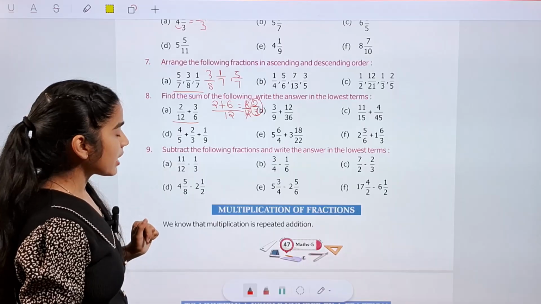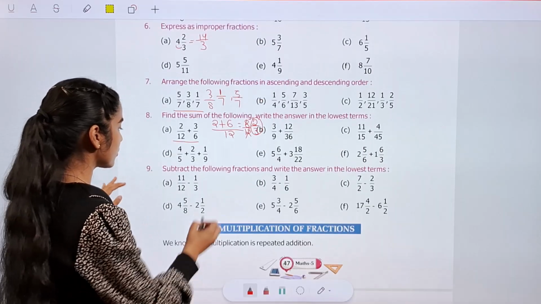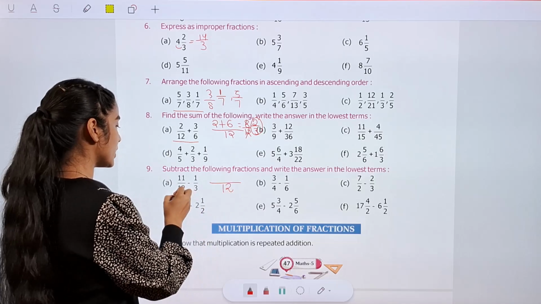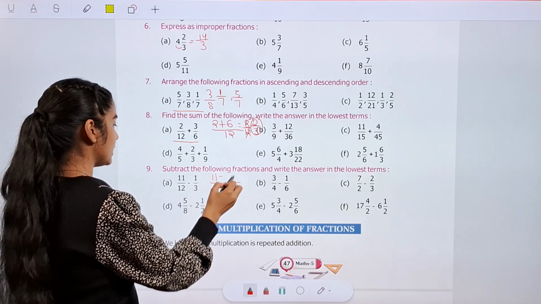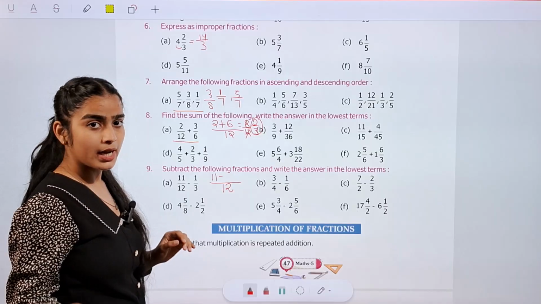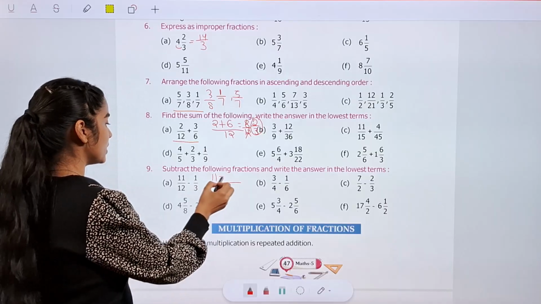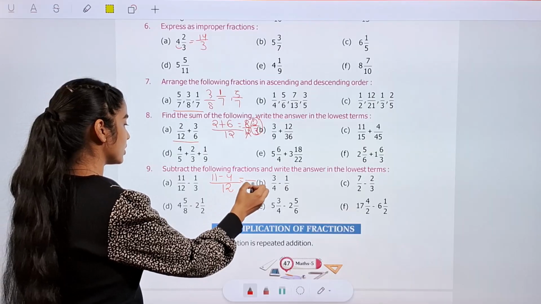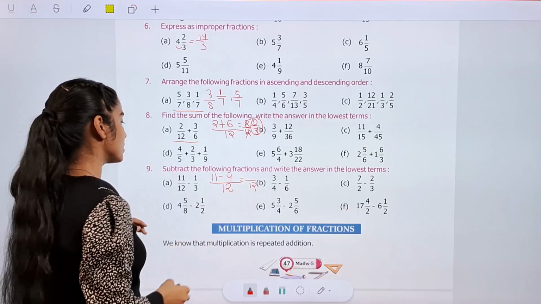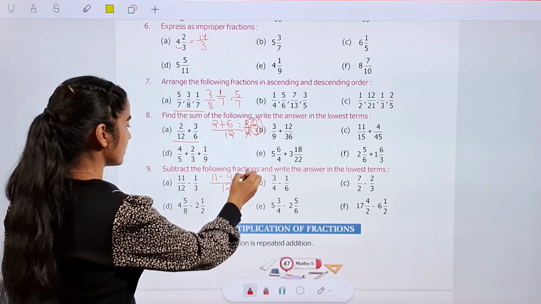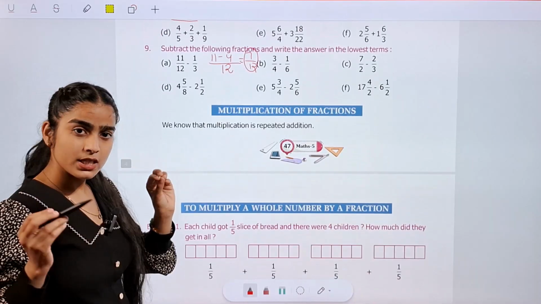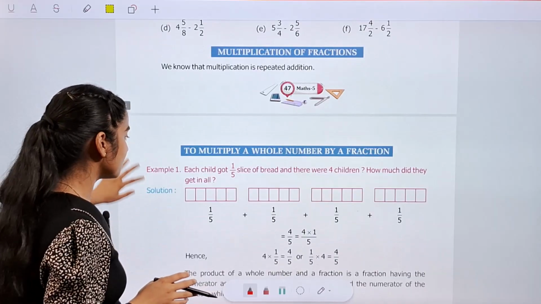Subtract the following fractions and write their answers. So again what we have to do, we have to take the LCM of their denominators. We get 12, so there would be 11. Now 3 ke table mein 12 kab aayega, at the 4th place. So 4 × 1, and 11 minus 4 is 7. 7/12 is your answer. Now multiplication of fraction, easiest one thing, you just have to multiply directly.